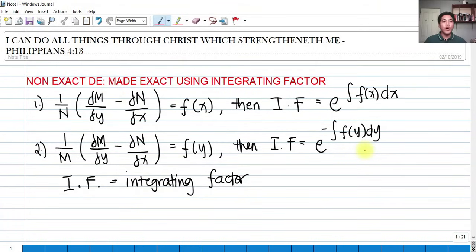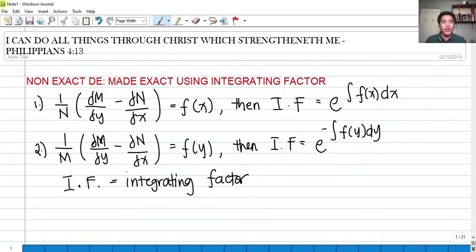Hi, so for today we're going to talk about non-exact DE made exact using integrating factor. And for today's video, I'm going to show you how we are going to make the non-exact DE an exact DE using what we call the integrating factor.